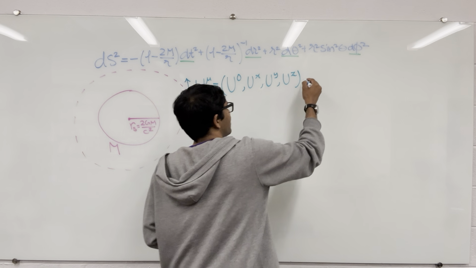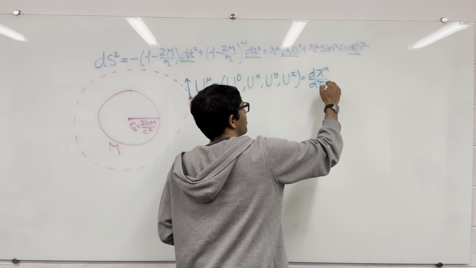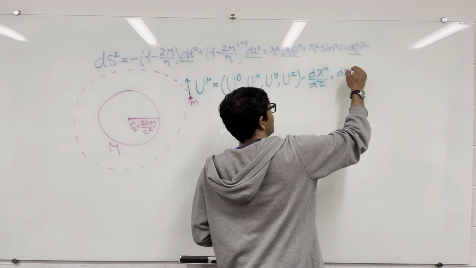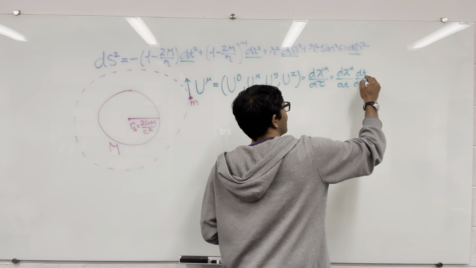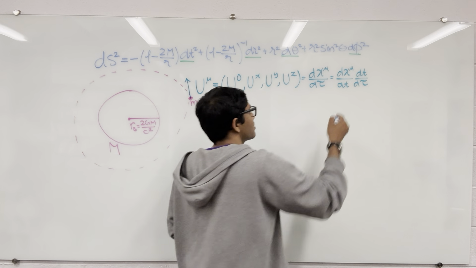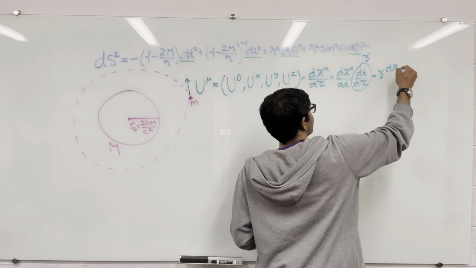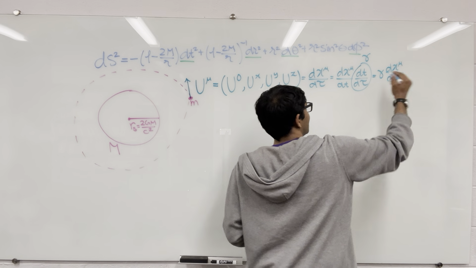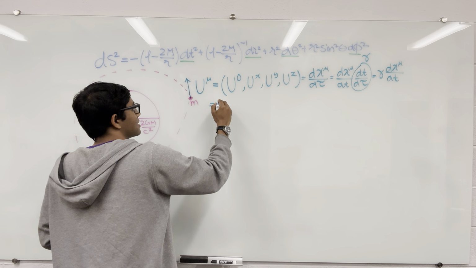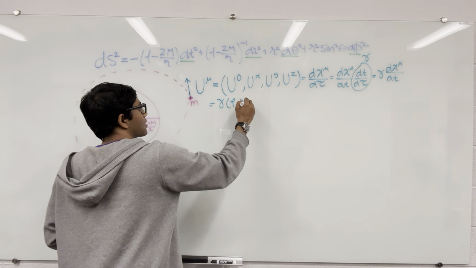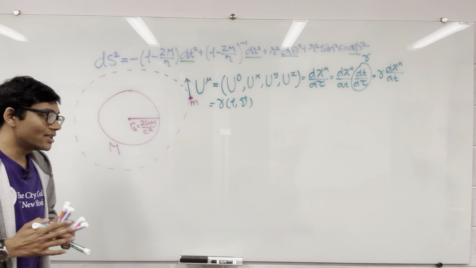Now, this can be broken down as dx^μ/dτ, which we can further break down into dx^μ/dt times dt/dτ. Now, dt/dτ, if you remember your special relativity, is just gamma. And so this is gamma times dx^μ/dt. And so the velocity 4-vector is actually simply gamma times (1, v), where v is its velocity 3-vector.